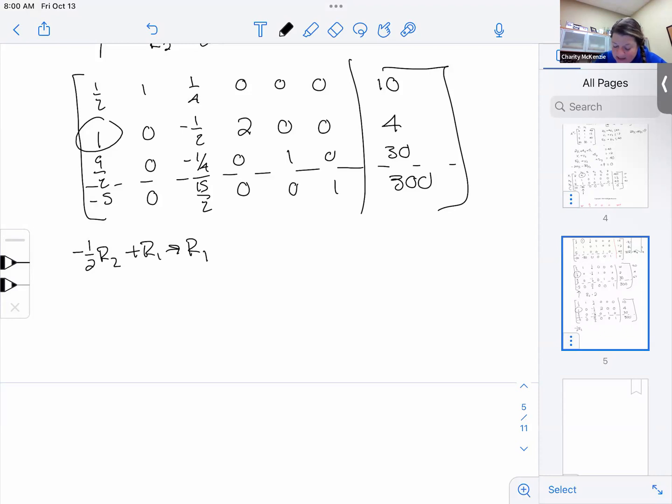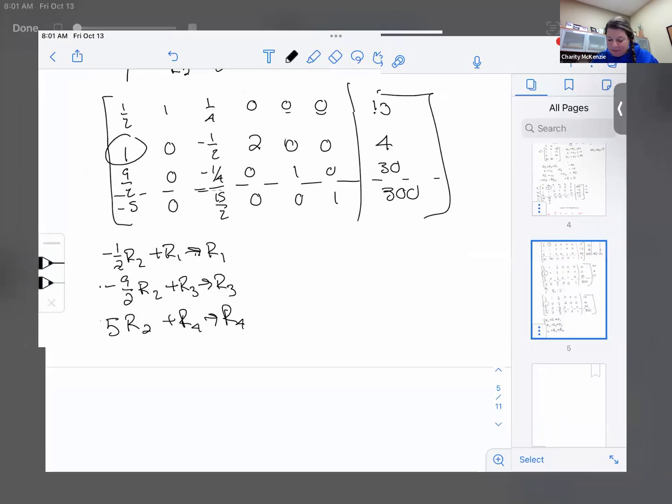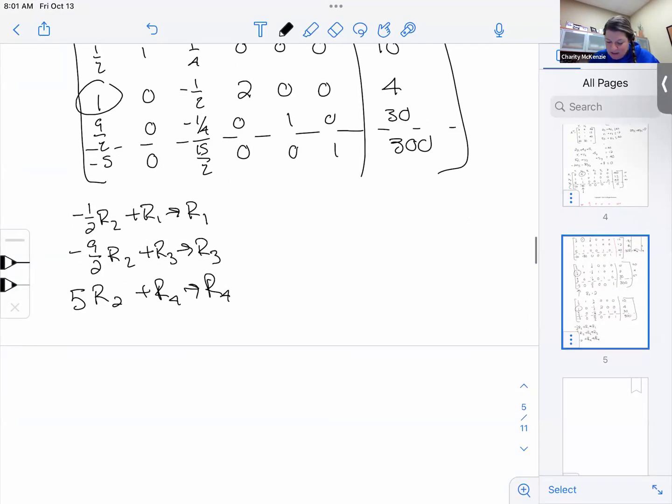Then we're going to take negative 9 halves times row 2, add that to row 3, replace that on row 3. Last one is positive 5 times row 2 plus row 4, replace that on row 4. That's how we'll get our 3 new rows. I think I can fit it right here, so do it.